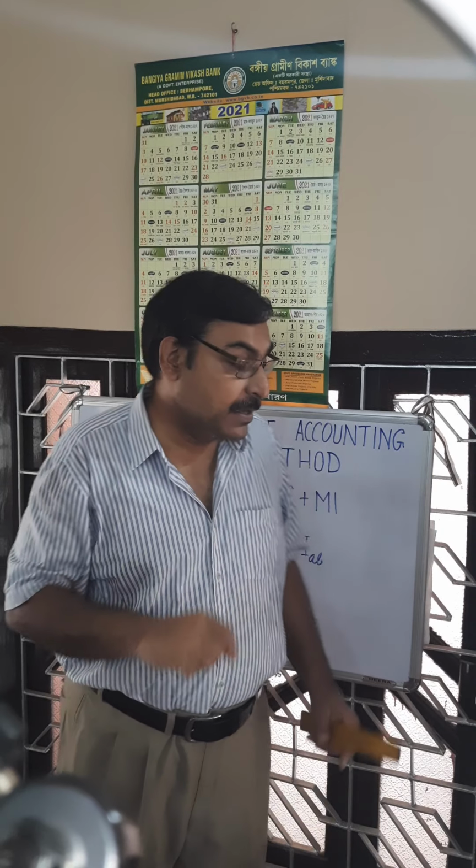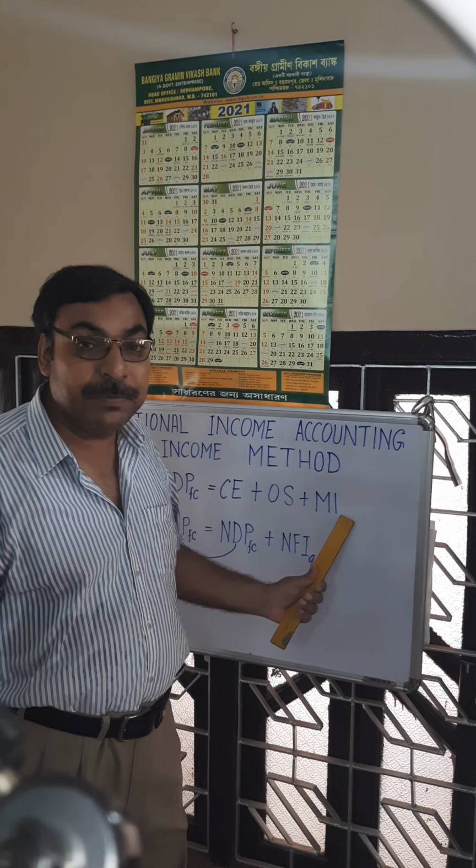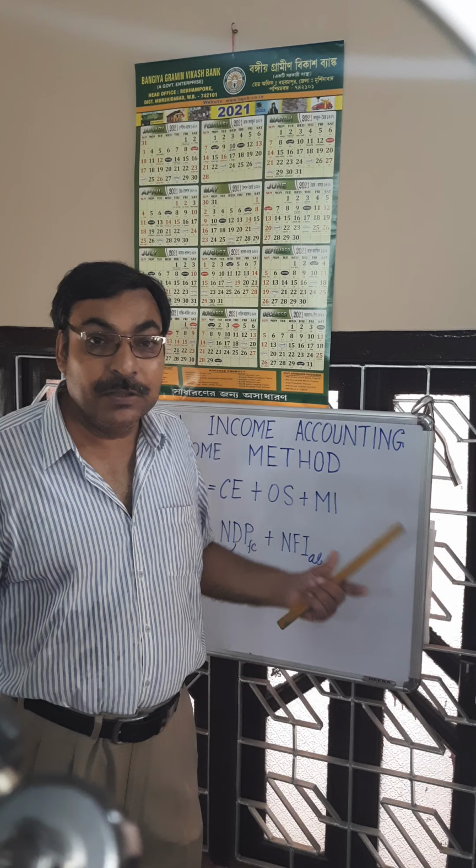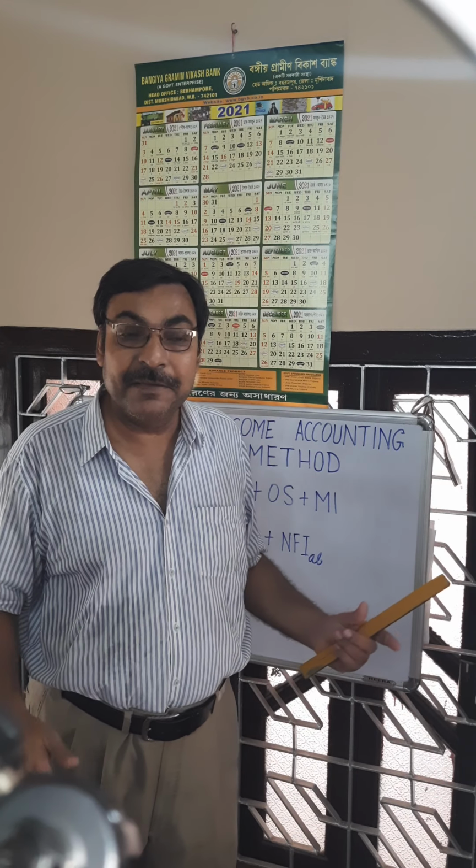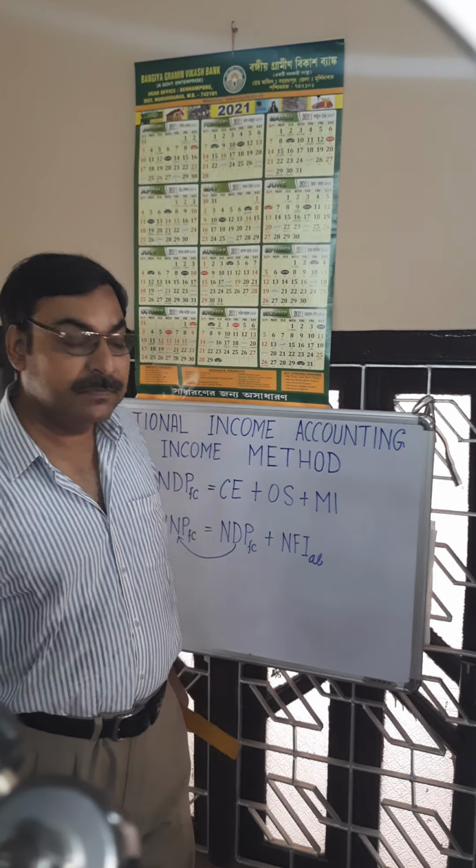So in case of self-employed people, you cannot separate C and OS. It remains in mixed form. A greater percentage of income in the economy is in mixed form. So it is a very important component, mixed income of self-employed people. You will get it in all these three sectors, add them, and you will get total mixed income.